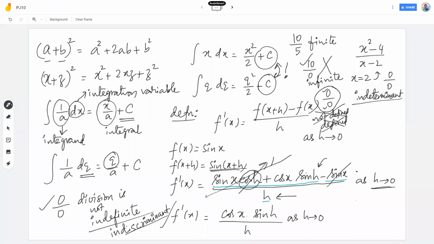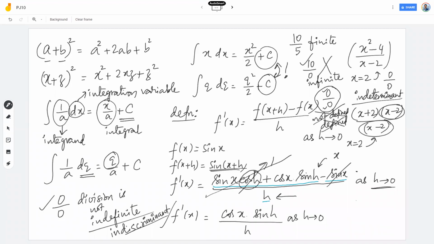Indeterminate form. We just don't know its value yet. We can do something about the function that may actually reveal the value. What can we do here? The numerator I can factorize as x plus 2 into x minus 2. The denominator also becomes x minus 2. And if I put x equal to 2 in this, this becomes 0 and this becomes 0.